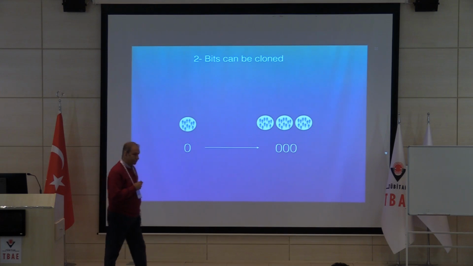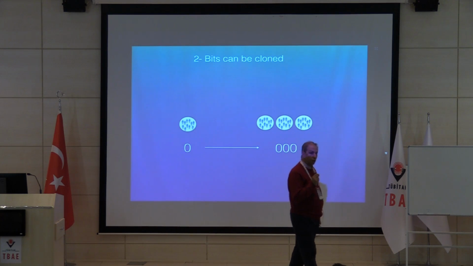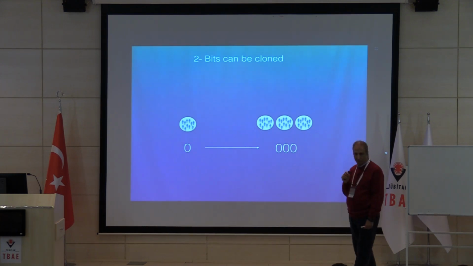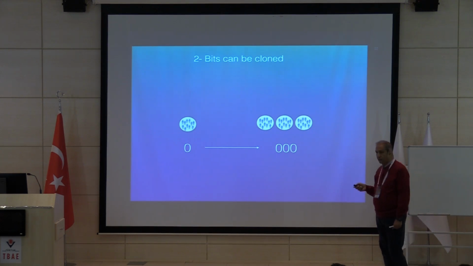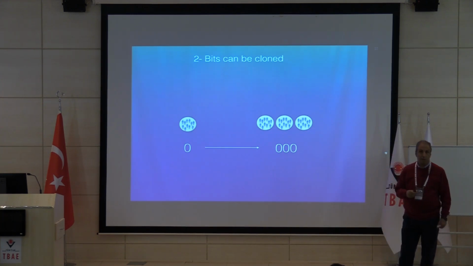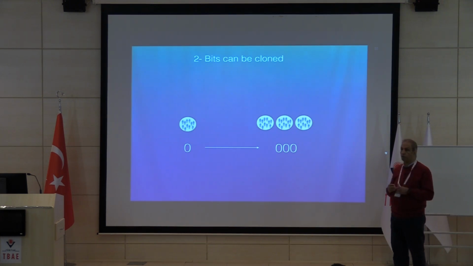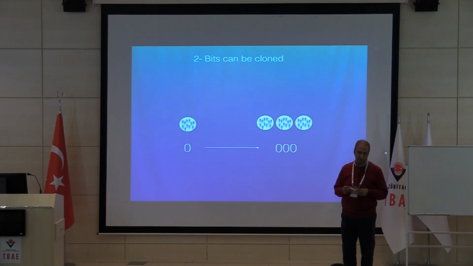Then, Angelo showed us that quantum states cannot be cloned. We do not have a copying machine on the quantum level. But on the macroscopic, classical level, bits can be cloned. You can copy a 0 bit to 3 bits, or 5 bits, whatever you want. So you can prevent errors. You can copy the information as many times as you want to prevent errors.